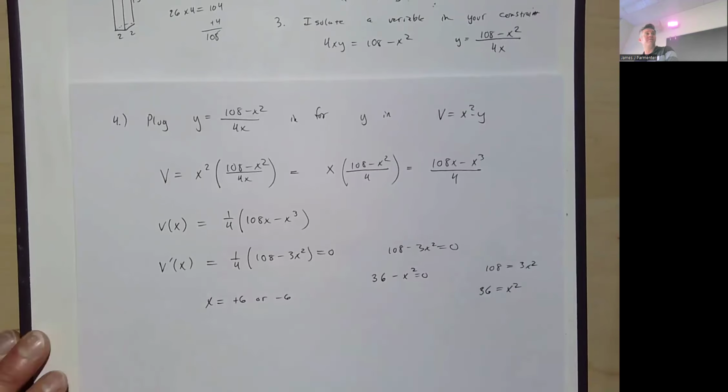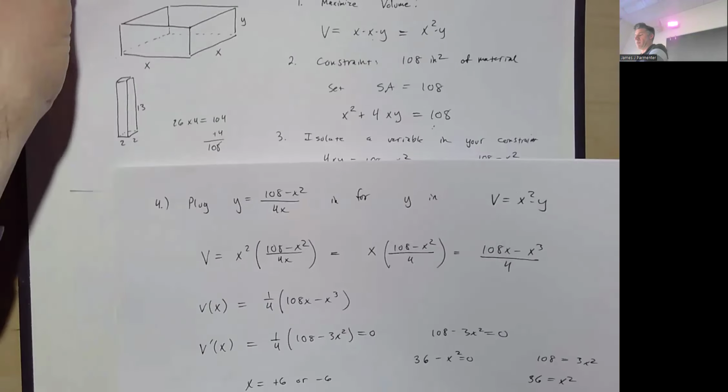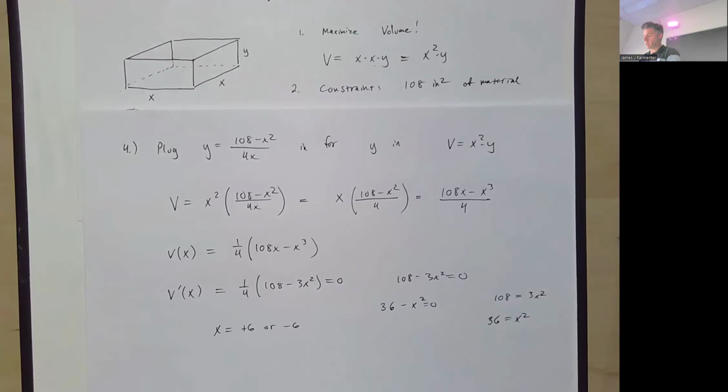And one of those answers doesn't make any sense. X being the length of the side of a box definitely should not be negative, so x should not be negative 6. All right, here's an important question. We found this critical point. Does it actually maximize the volume of the box?